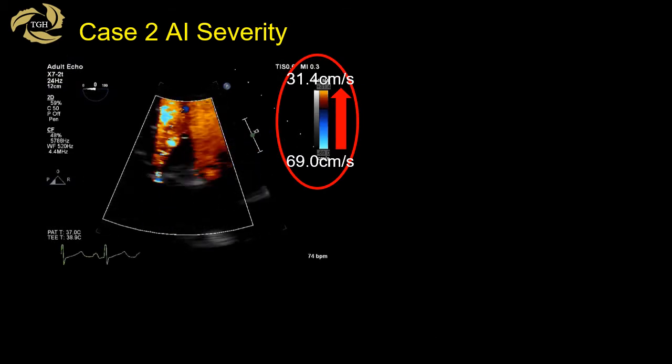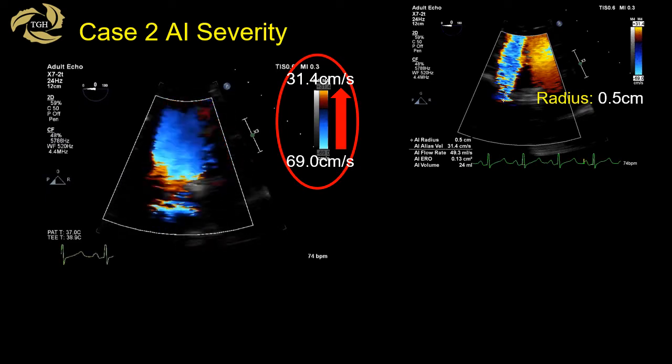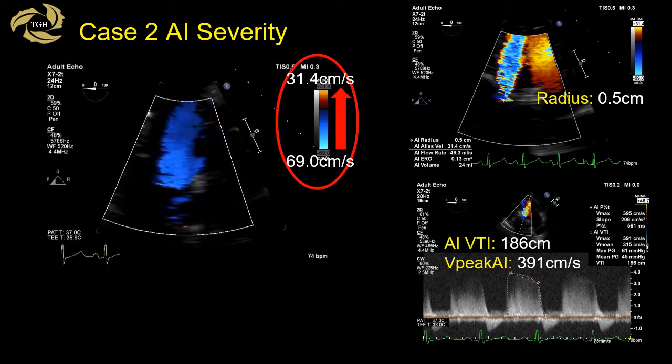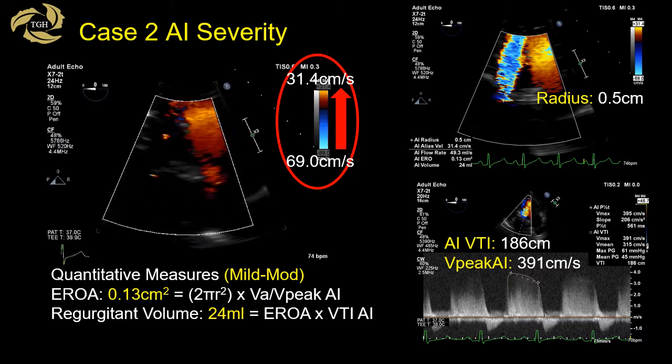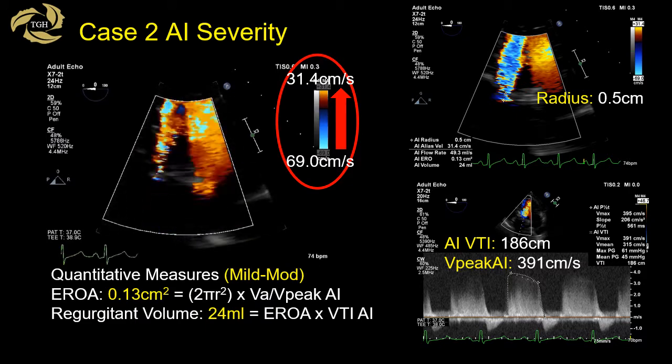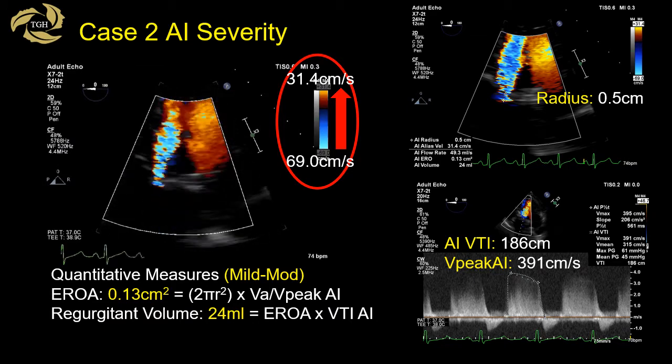Quantitative measures are obtained using the PISA method. In this case, the transgastric views are used to align both color Doppler and spectral Doppler. The baseline is then shifted to obtain the largest PISA shell, which is measured. Tracing the previous AI spectral trace yields information to calculate the EROA and regurgitant volumes. In this patient, these values suggest moderate AI, with an EROA of 0.13 centimeters squared and a regurgitant volume of 24 milliliters.